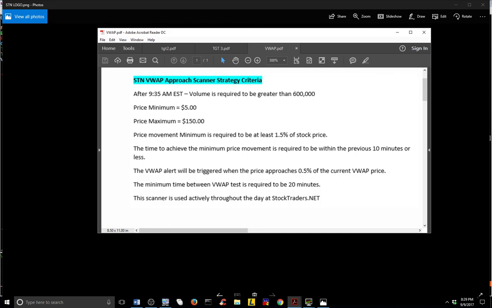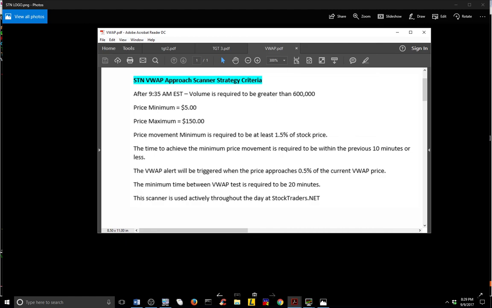After 9:35 a.m., a candidate's volume must be greater than 600,000 shares, with a price minimum of $5, a price maximum of $150. And the price movement minimum is required to be at least 1.5% of the stock price. The time to achieve the minimum price movement is required to be within the previous 10 minutes or less.